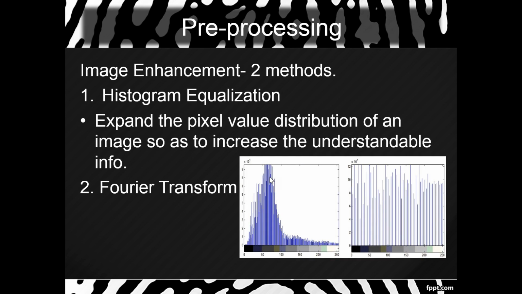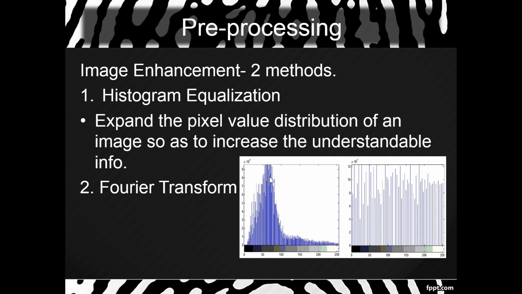So pre-processing is actually an image enhancement. Pre-processing is what you do before the actual process begins. You enhance the image first, because the image has to be clear for you to extract the minutiae. Image enhancement is again done by two methods: histogram equalization and Fourier transform. Histogram equalization is basically a method used to expand the pixel value distribution of an image so as to increase the understandable info, to make the info more clear.